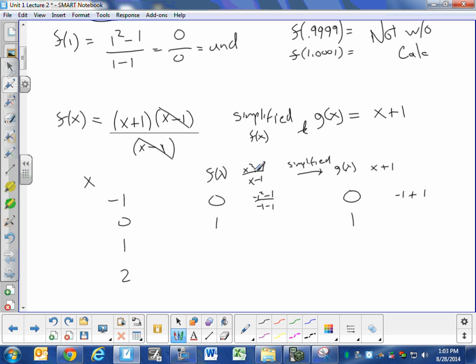I plug in 1. I can't plug in 1 to this. We have an undefined value. We have an error. We have a hole. However, I can plug 1 into g of x. 1 plus 1 is 2.